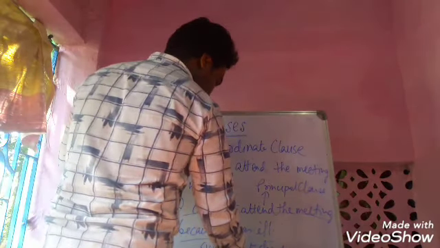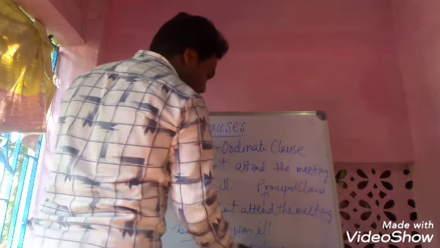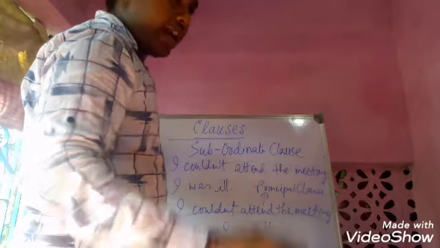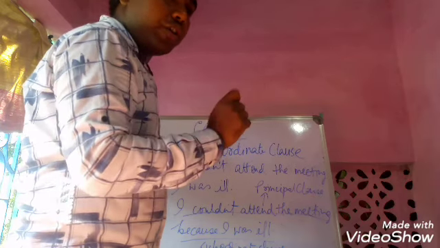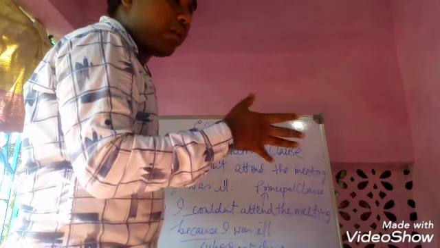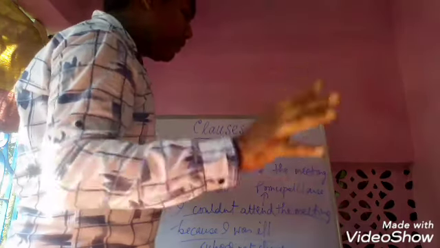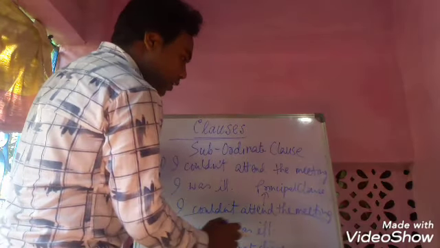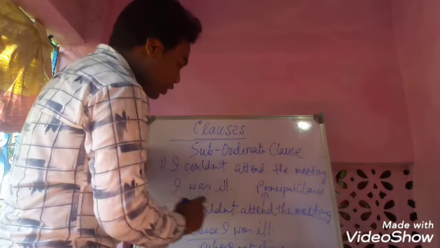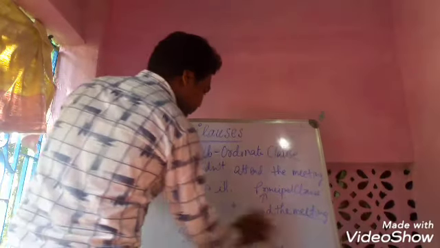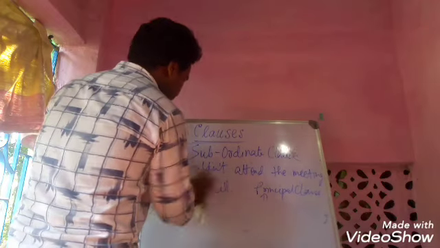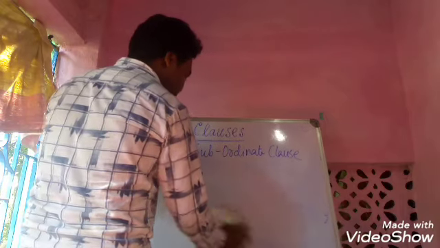Now one thing I'd like to tell you. In principal clause, there is generally a finite verb. What is finite verb and what is non-finite verb, I will discuss in later videos probably. Because in subordinate clause, there is a non-finite verb. Okay. I hope you guys have understood.